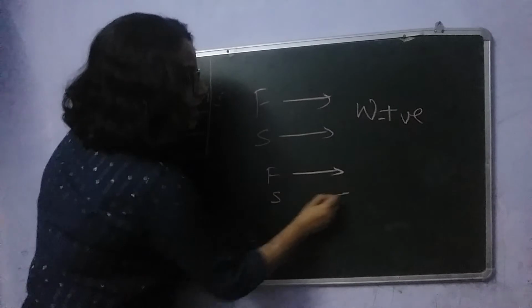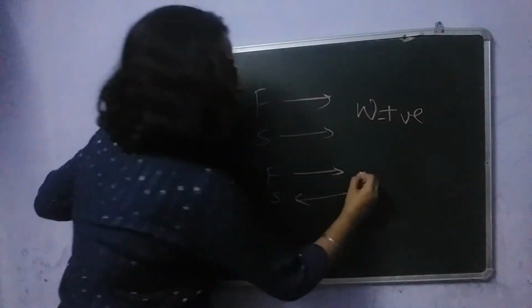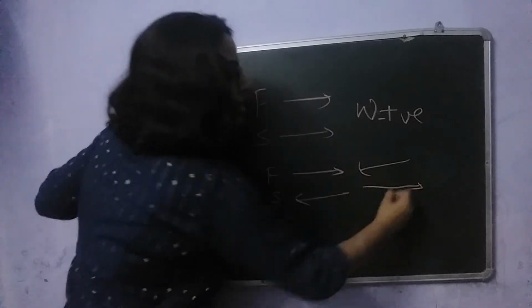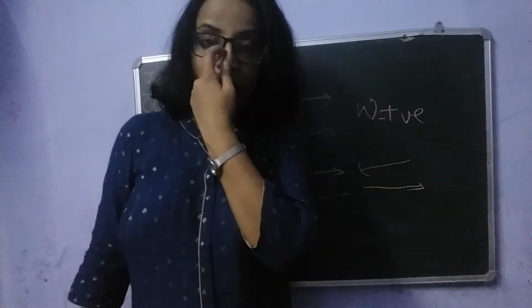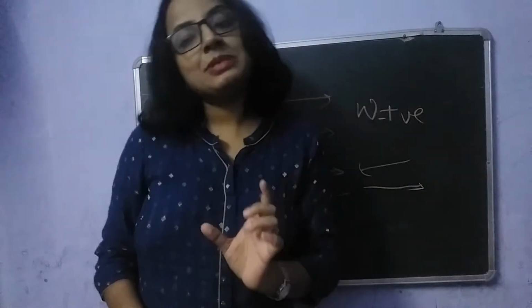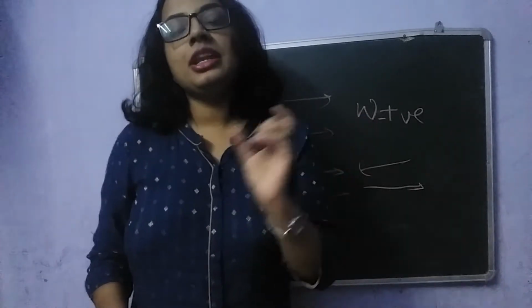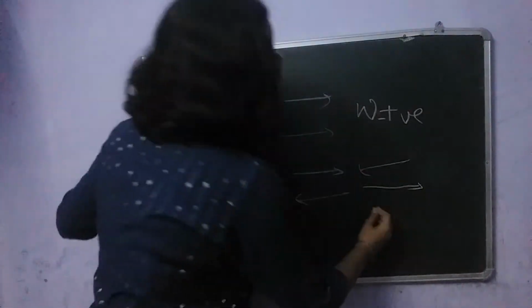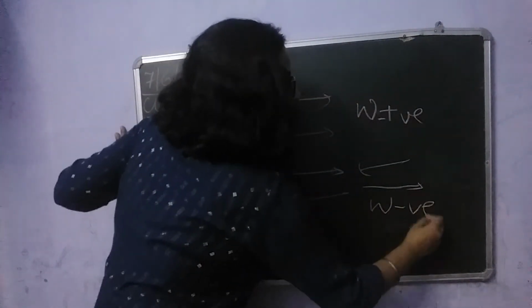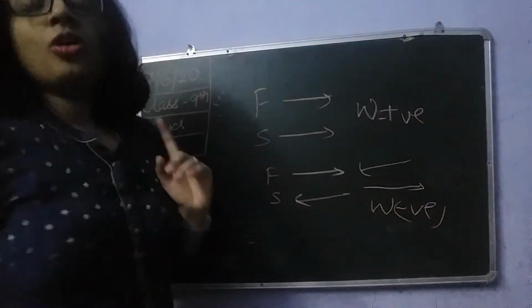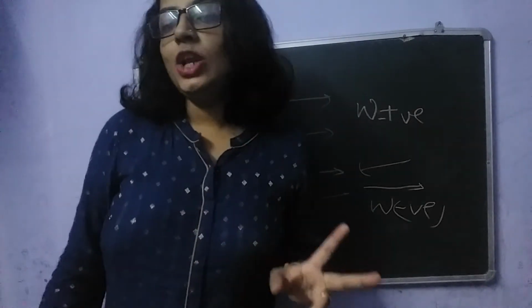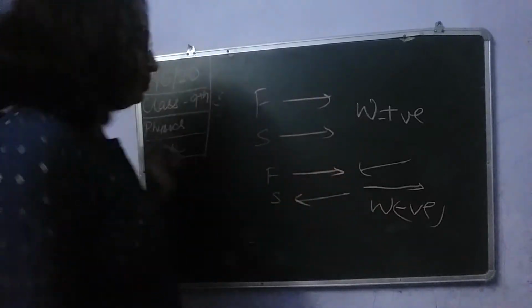When force and displacement are in opposite directions, suppose we take an example of friction. Here friction always acts in the opposite direction to that of the displacement. So in that case work done is always negative. Also there is a third case, when force is perpendicular to displacement.